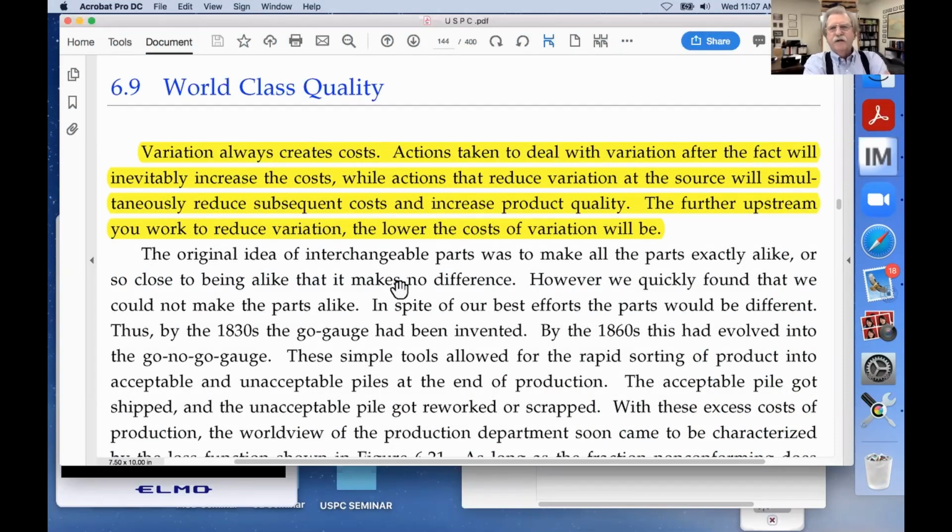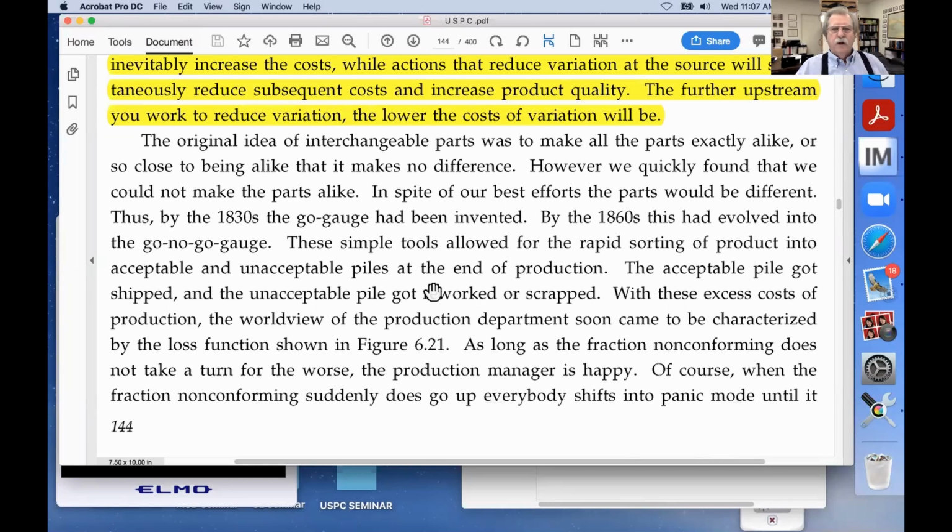Variation always creates cost. Actions to take to deal with variation after the fact will inevitably increase costs. Actions that reduce variation at the source will simultaneously reduce the subsequent cost while increasing product quality. The further upstream you can work to reduce variation, the lower your cost of variation will be.